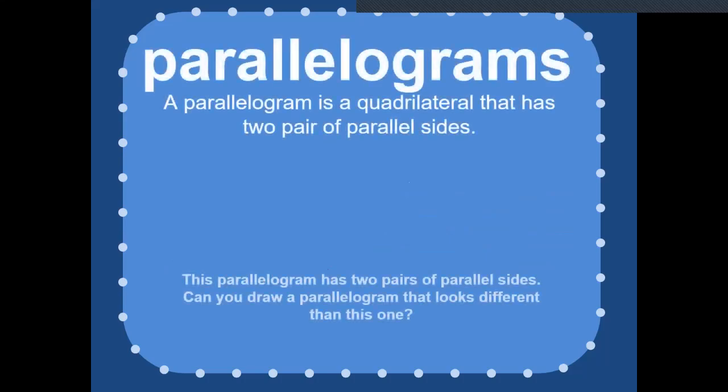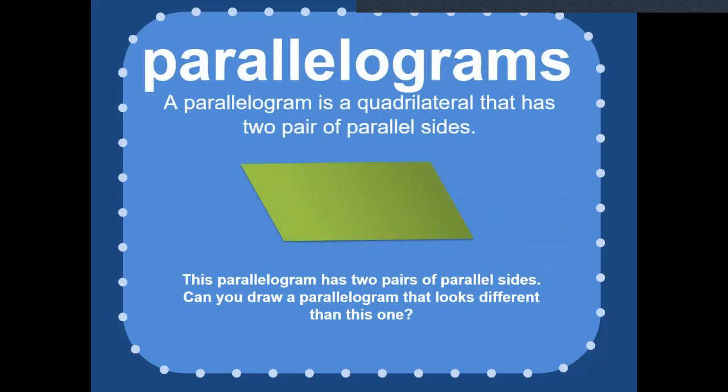Parallelograms. A parallelogram is a quadrilateral that has 2 pairs of parallel sides. Notice you've got the word parallel in it. So it has to have parallel lines because the name of it goes with that. So we have this one right here, top and bottom, they're parallel. They would never cross. And the right and the left would never cross.